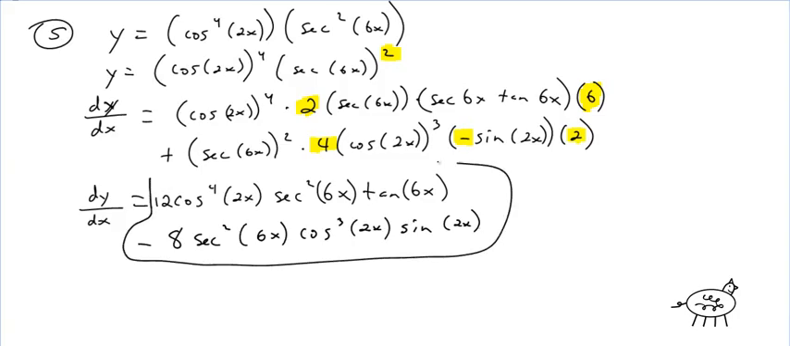Okay, again, it looks kind of nasty, but you know, just watch your signs and everything, and put everything together, and you're kind of good to go. All right? I got one more example to do with you. This is example number 6. I have y is equal to sine cubed of the cosine to the fourth of 2x.